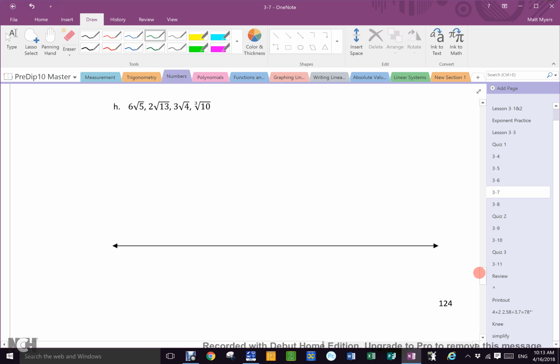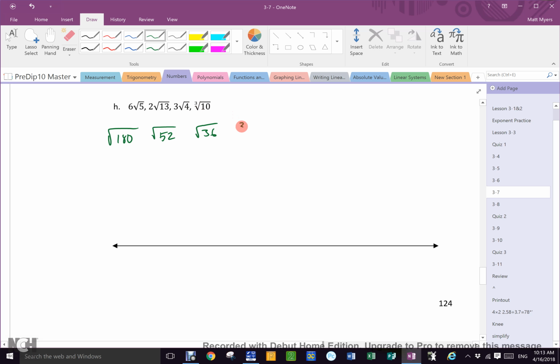What's different in H? Can you do the same move? For the first 3, right? Because that's the square root of 180. That's the square root of 13 times 4, which is 52. That is the square root of 36.